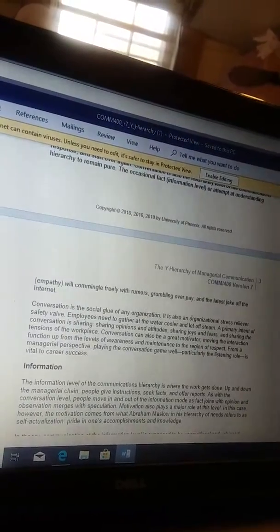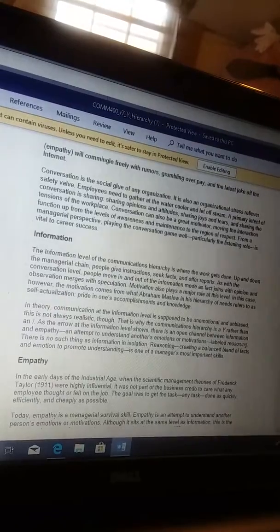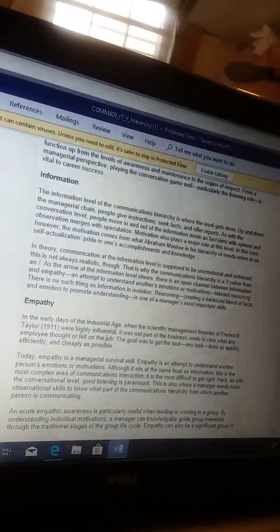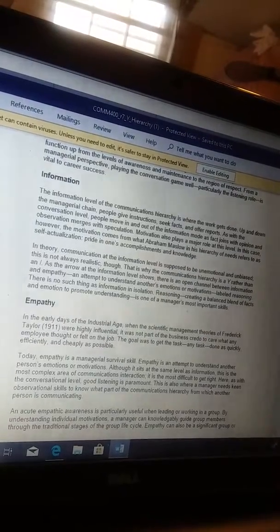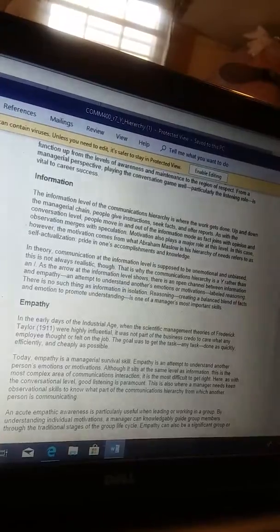Information. The information level of the communication hierarchy is where the work gets done. Up and down the managerial chain, people give instructions, seek facts, and offer reports. As with the conversation level, people move in and out of the information mode as fact joins an opinion.